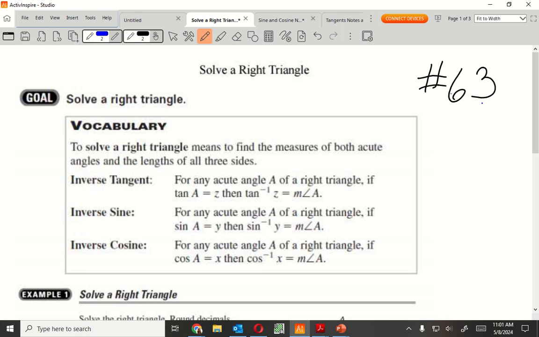Now we're going to solve a right triangle. Solve a right triangle means you measure both acute angles and the lengths of all three sides. So all angles, all sides. Now this, I don't like the way that they actually wrote this out. What this is, it's referring to the inverse or the arc. And I will explain that one better here soon.